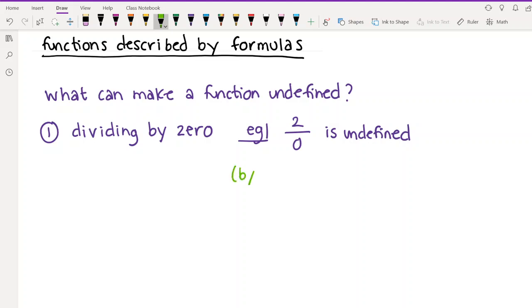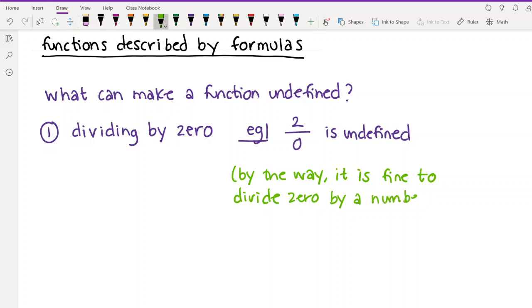By the way, side note, it is totally fine to divide 0 by a number, right? Like the reverse. If you take 0 divided by 2 instead of 2 divided by 0, well, that's just equal to 0. So 0 divided by a number is 0. The issue is when you try to divide by 0.